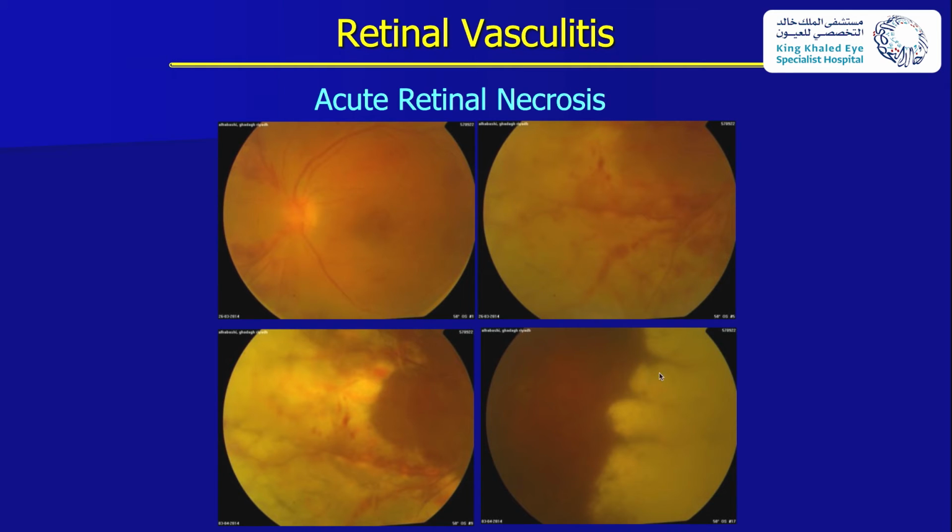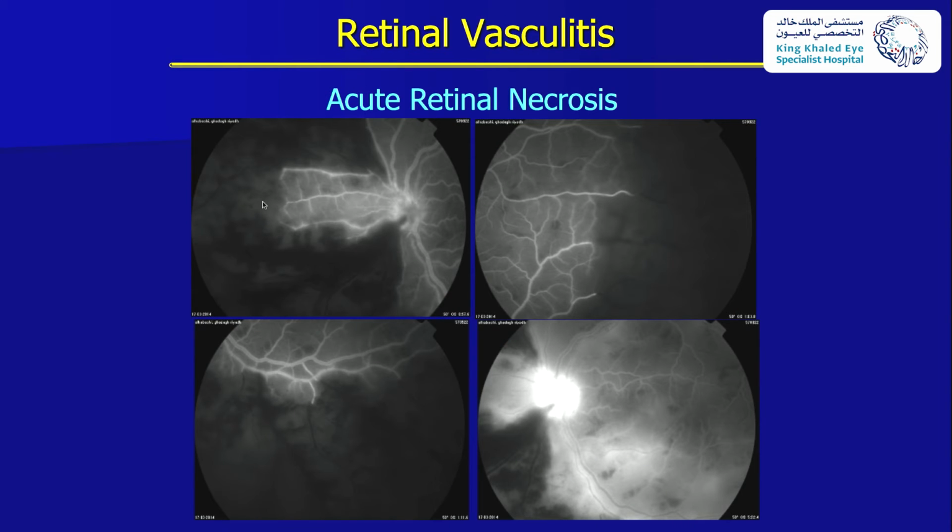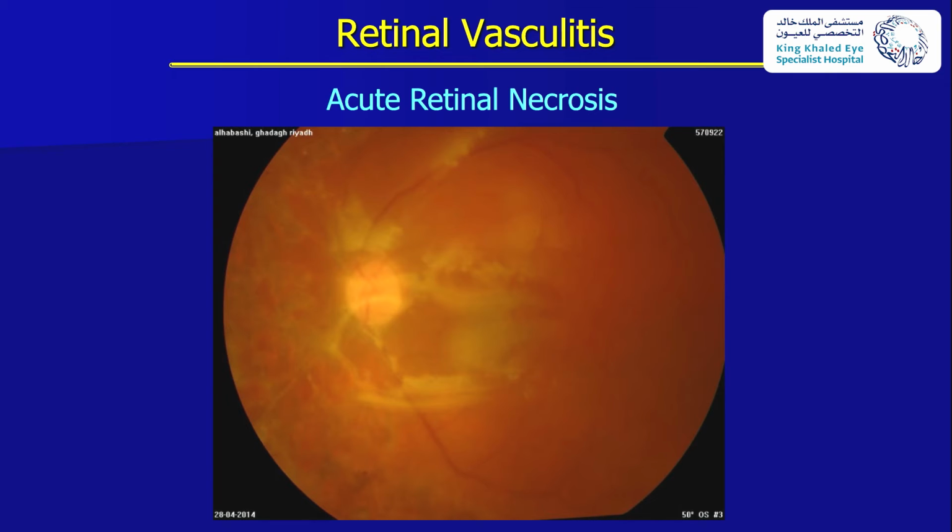So this is another patient with very aggressive disease. In fact, he ended with retinal detachment and necrotizing retinitis, and if you do fluorescein angiography, severe occlusion. So occlusive arteritis is a part of acute retinal necrosis. This is after surgery and silicone oil filling.